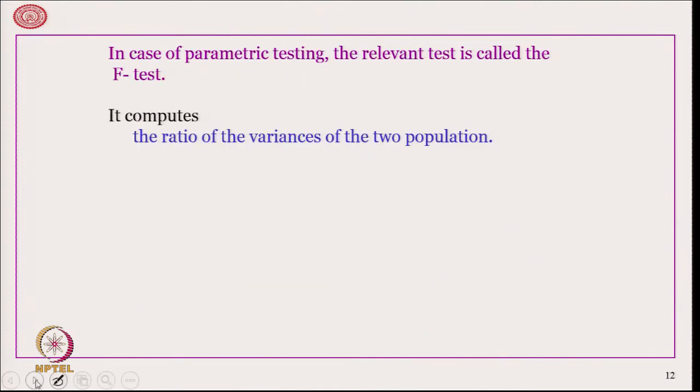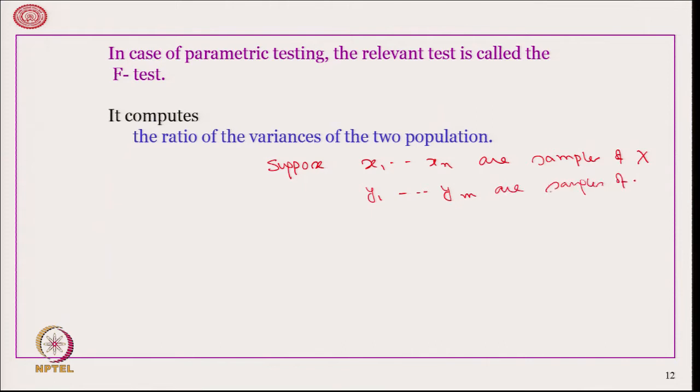For illustration, in case of parametric testing, the relevant test is called the F test. I hope all of you are familiar with the F test, but for example, suppose X1, X2, ..., Xn are samples of X and Y1, Y2, ..., Ym are samples of Y. For parametric, the measure of dispersion is equal to variance.